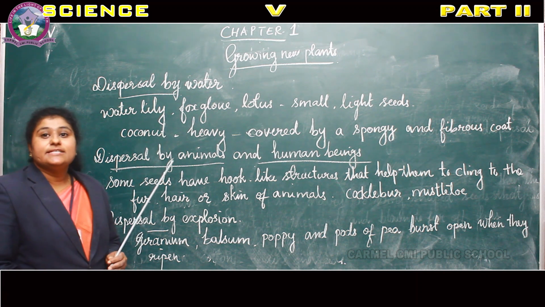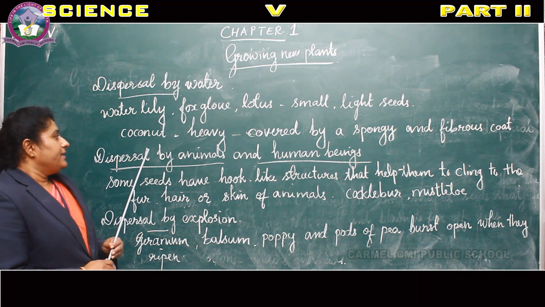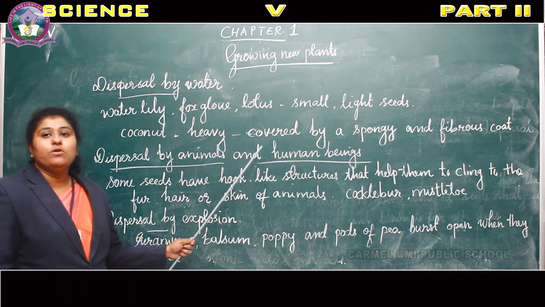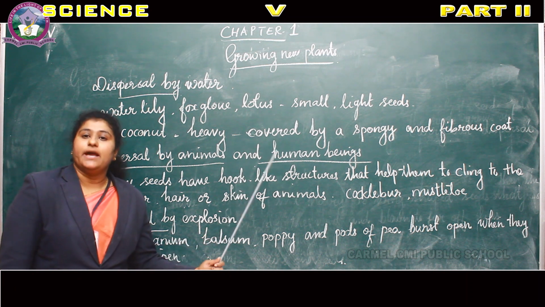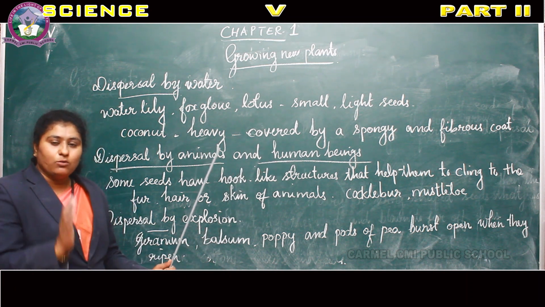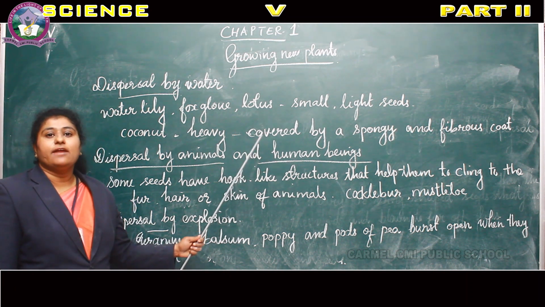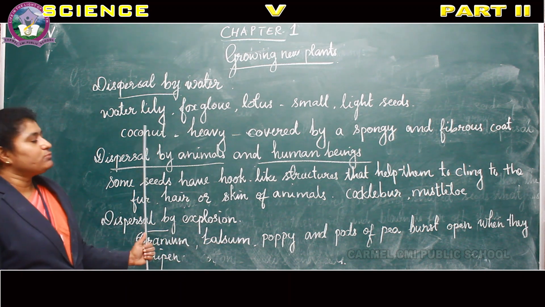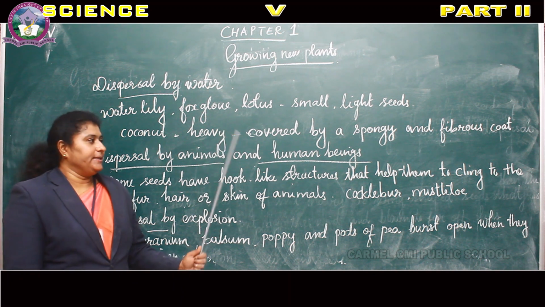Next, seeds of coconut. The seed of coconut is very heavy, but it is covered with a spongy and fibrous coat. They have one outer covering, so they can float easily on water. So, water carries these seeds from one place to another.